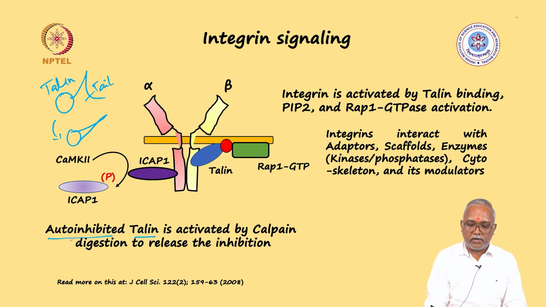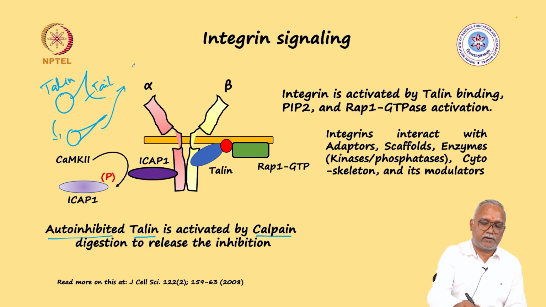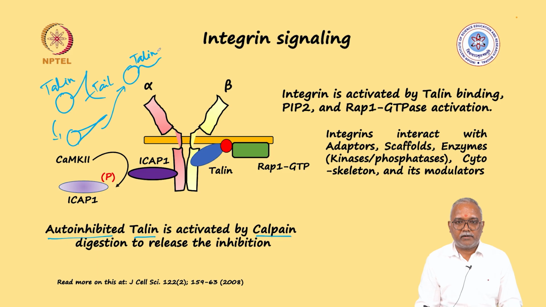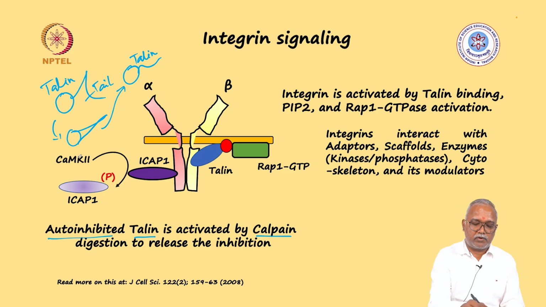there is autoproteolytic cleavage by this enzyme called calpain, which removes the C-terminal tail, and from here it generates talin, which is activated, and this can bind to the receptor. But before that, this alpha beta heterodimeric receptor must also be activated, and this is where we saw a CAM kinase dependent phosphorylation which allowed the removal of the ICAP. Now talin can come into the picture here.